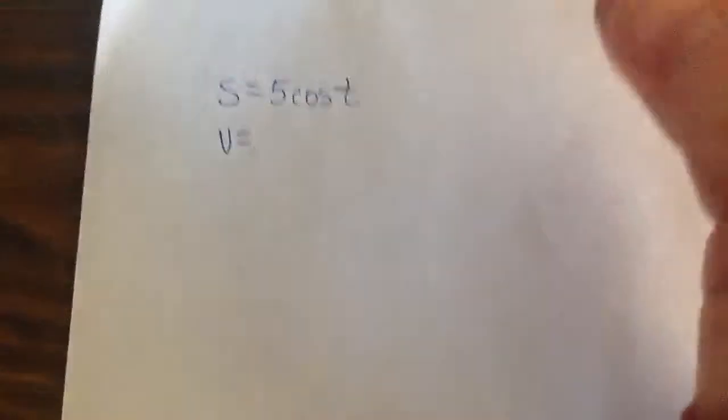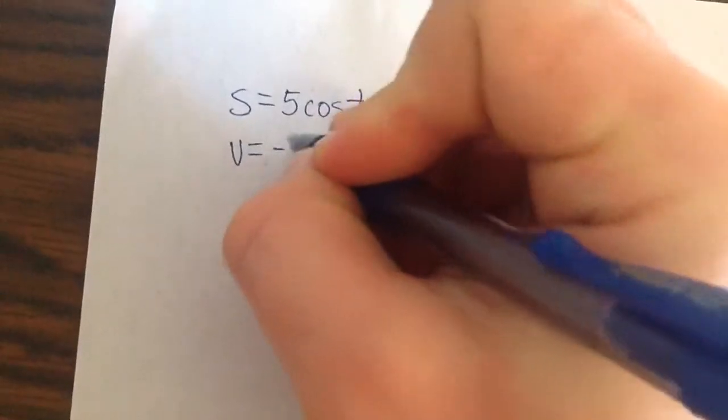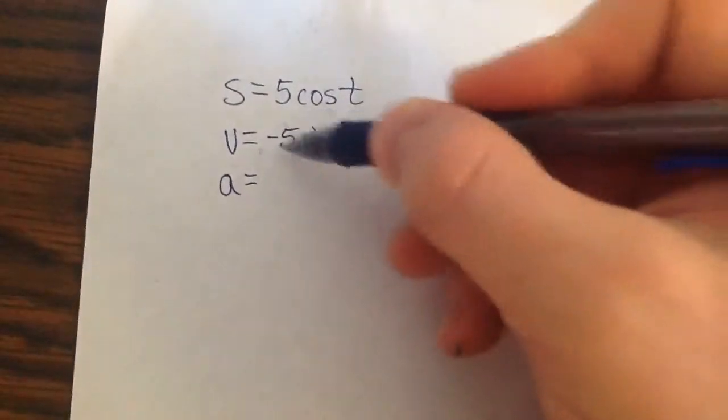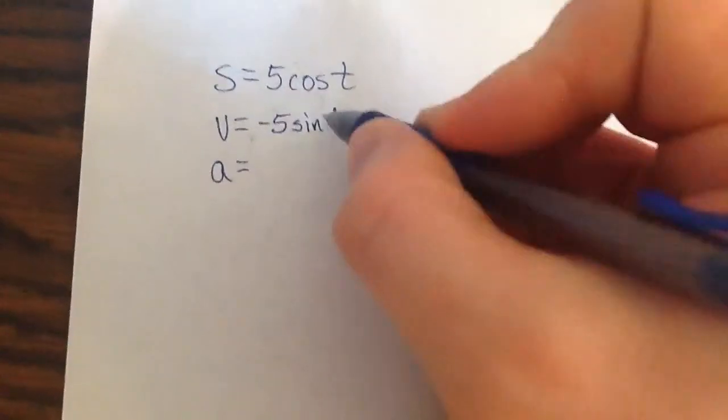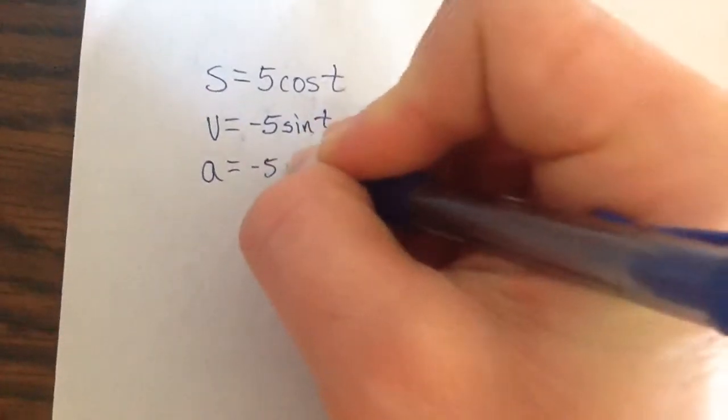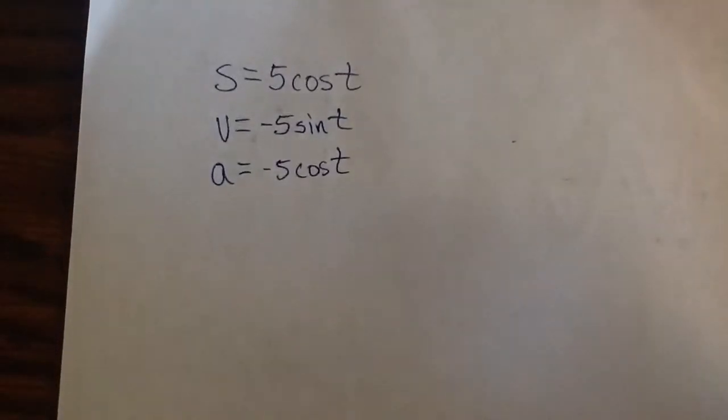So velocity would be the derivative of this. The derivative of cosine, like I said, you're going to have to memorize these, is negative sine, and the 5 just stays there. So your velocity will just be -5 sine of t. And then acceleration is just the derivative of this one. The derivative of sine is just cosine, and the -5 stays the way it is, so it's -5 cosine of t. So that's it, we just did all our derivatives.